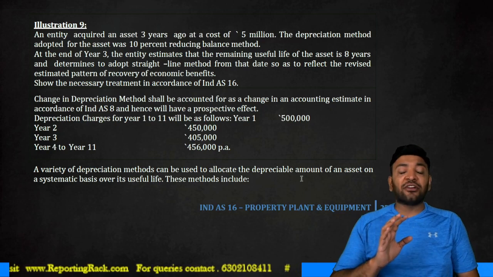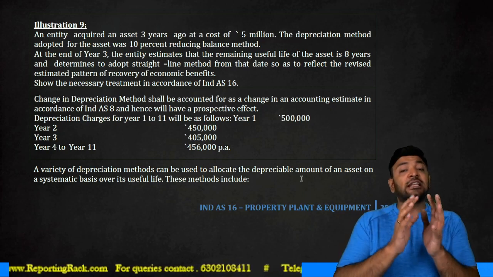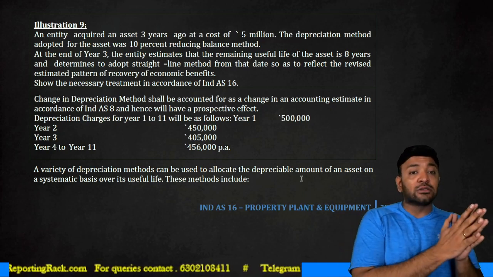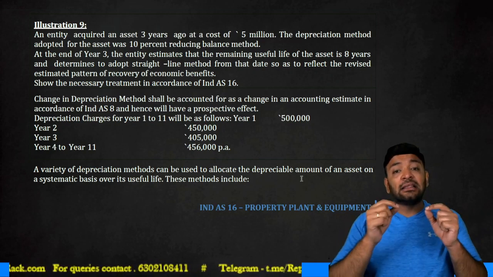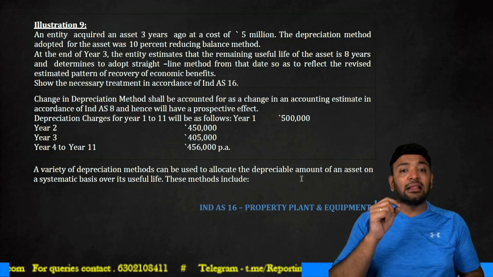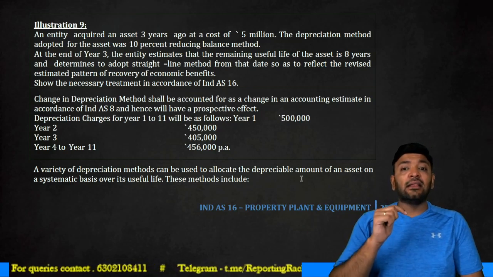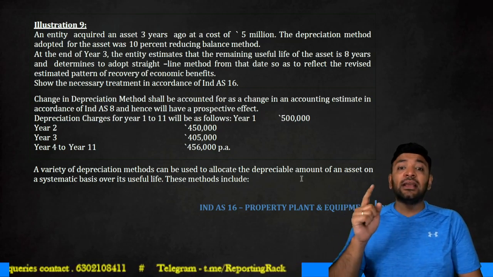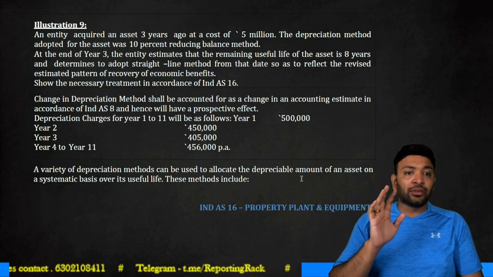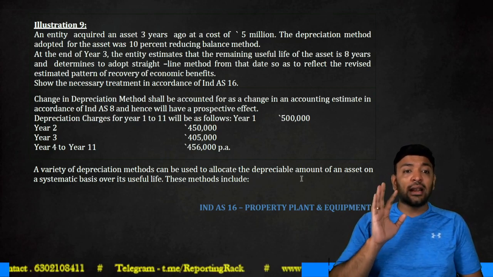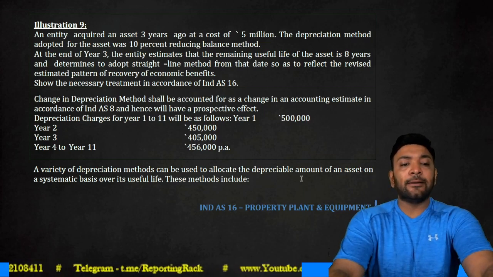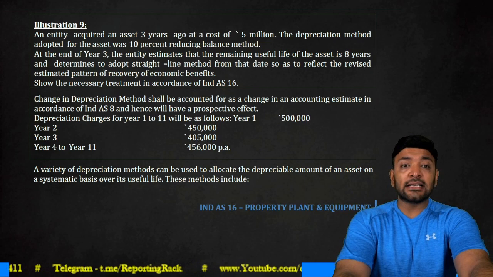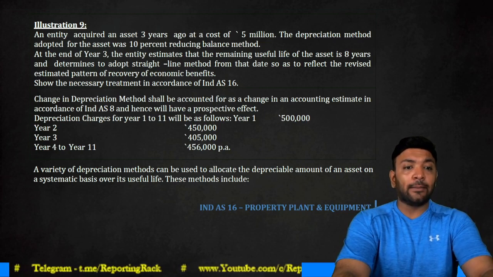So prospective effect is to be given for a change in method of depreciation from reducing balance method to a straight line method. But this happened at the end of year 3. So at the end of year 3, he is saying that the remaining useful life of the asset is another 8 years to run. Clear? Another 8 years to run. Based on this we have to calculate the amount. So let's see. 3 years as per reducing balance method, calculate. The value of the asset is 5 million.